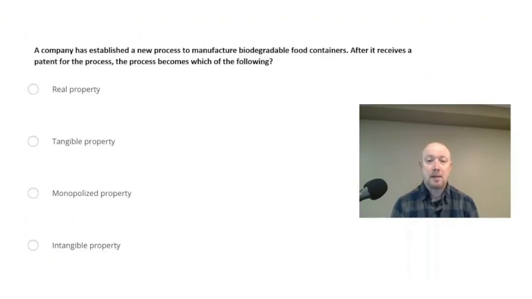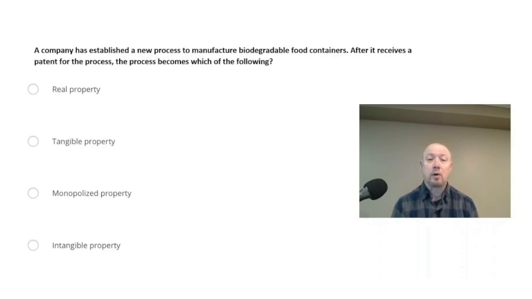A company has established a new process to manufacture biodegradable food containers. After it receives a patent, the process becomes which of the following? Real property, tangible property, monopolized property, or intangible property?